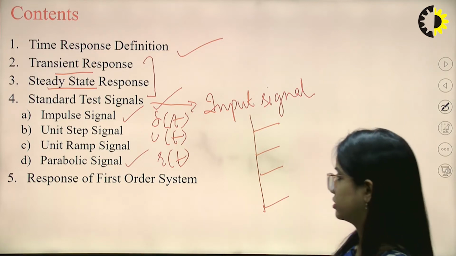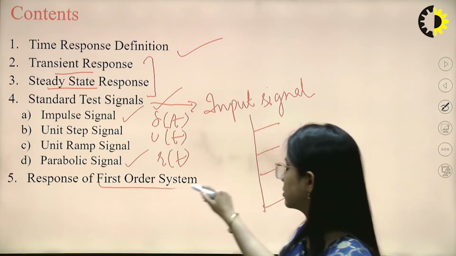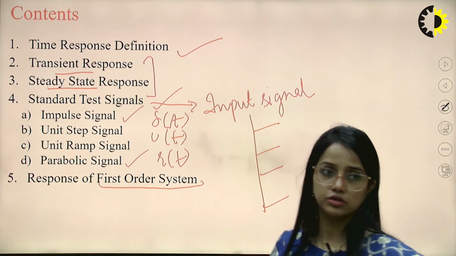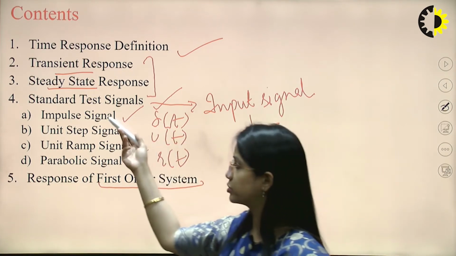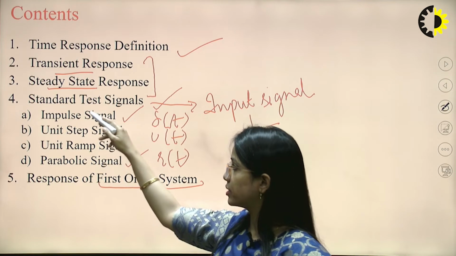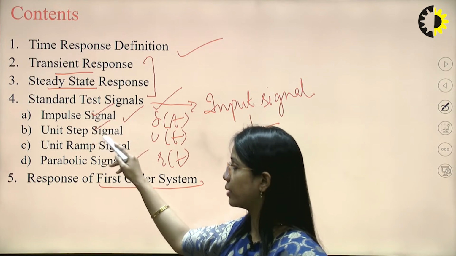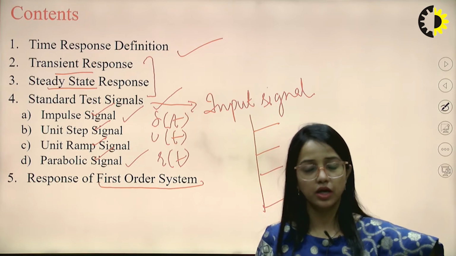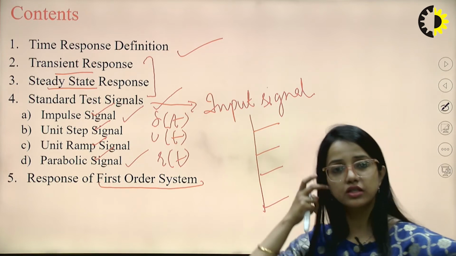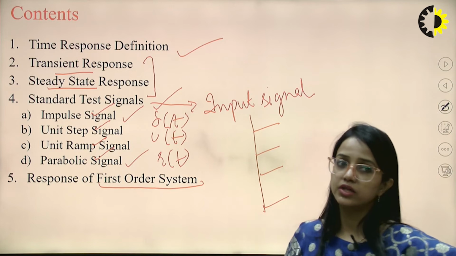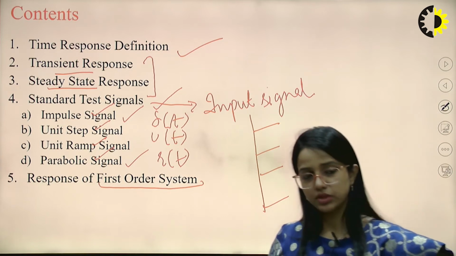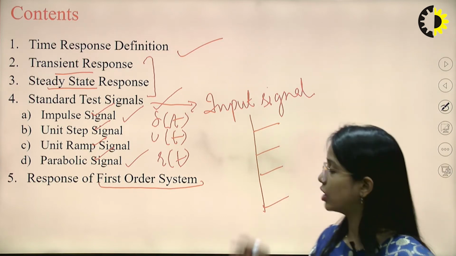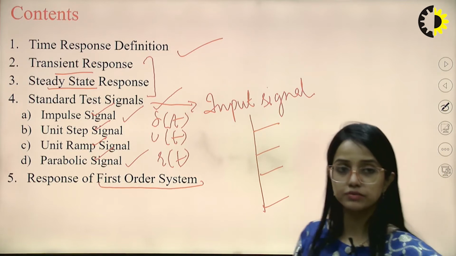Of course, then we will consider a first order system, and to that first order system, we will give all the inputs one by one. Impulse, unit step, ramp and parabolic. So, the subject will be the first order system, and to that first order system, we will once give unit impulse, then we will give unit step, then unit ramp, then parabolic. So, this is how we will be advancing in this lecture.